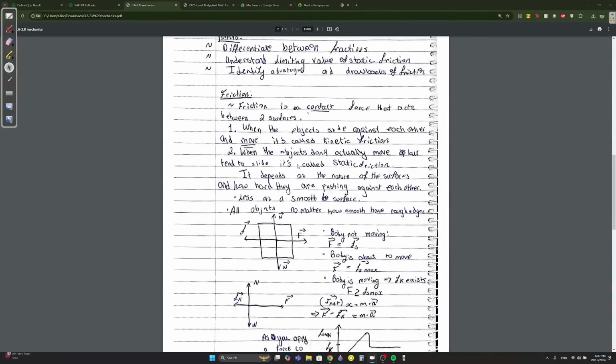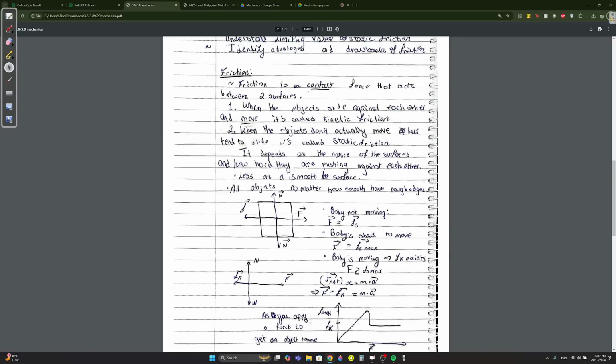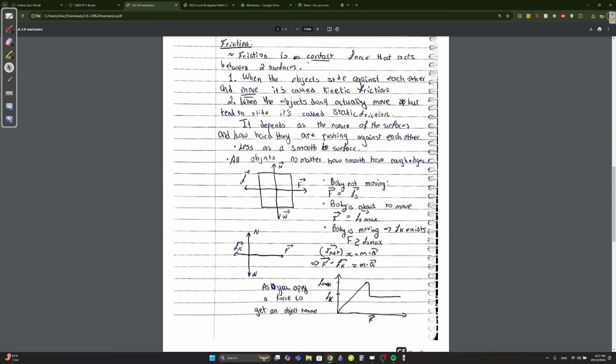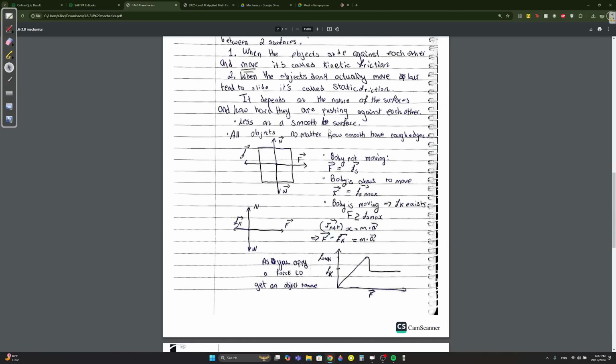Friction. Okay, friction is very important. You should know it's a contact force. Okay, when objects slide against each other, it's called kinetic. So if it's moving and there's friction, it's called kinetic. If they don't move, but there's a friction force stopping it from moving, we call that static friction. These are questions that could come as multiple choice, but you don't need them for solving. You should know that it also depends on the nature of the surface, whether it's rough or smooth. All objects, no matter how smooth, have some rough edges. Okay, you should know this.